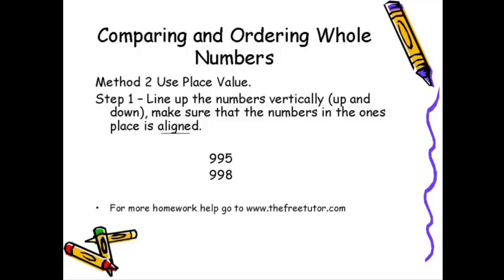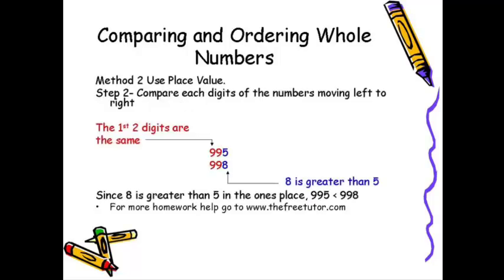Make sure that the numbers in the ones place, or the ones digits, are aligned correctly. As you can see here in this picture, we have 995 and underneath it 998. Notice the two digits in the ones place are aligned correctly. Step two, when using place value, is to compare each digit of the numbers moving from left to right. This is key. You want to compare moving from left to right.